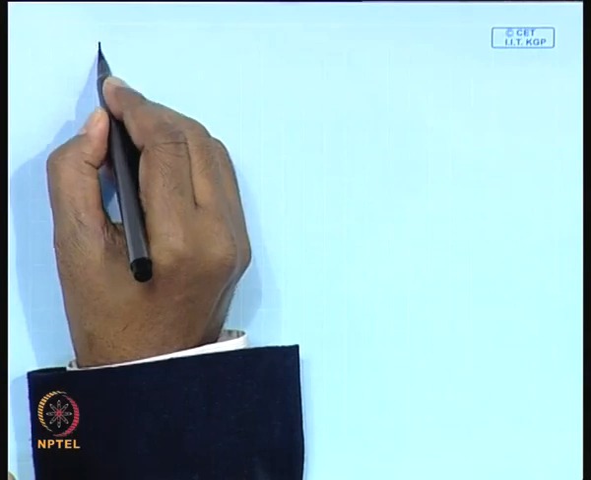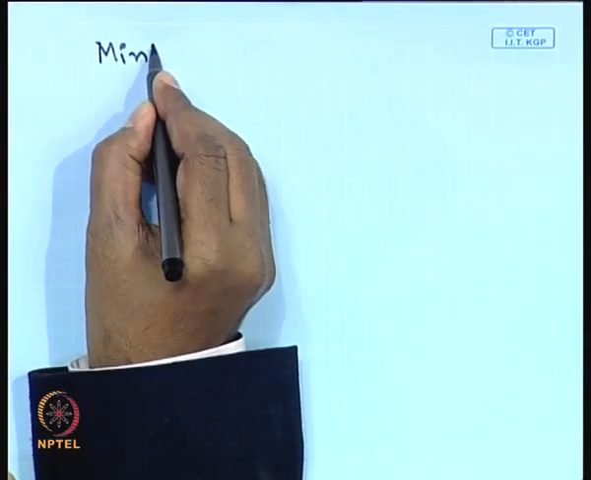Now, in today's class, first we will see how we can minimize concentration polarization, because we cannot avoid it. Then, including the concentration polarization, we will see what the various models are to predict the performance of the system. Okay. So, first we talk about minimization of concentration polarization.